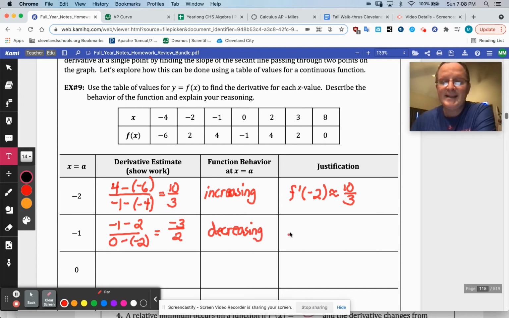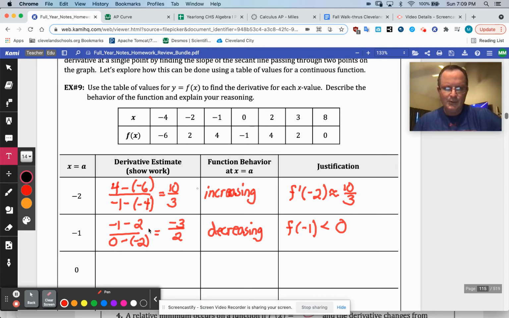This time, I'm going to change it up a little bit. f prime of -1 is negative, and that's the reason we can say that we estimate that the graph is decreasing. Therefore, the slope is negative. Okay. All right. So at 0, then, I think I've got room right here.